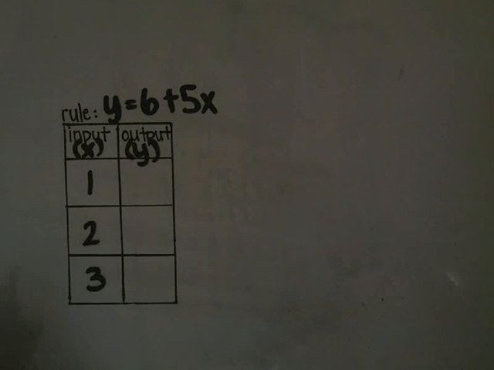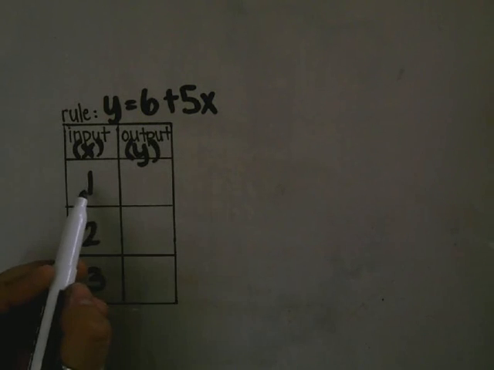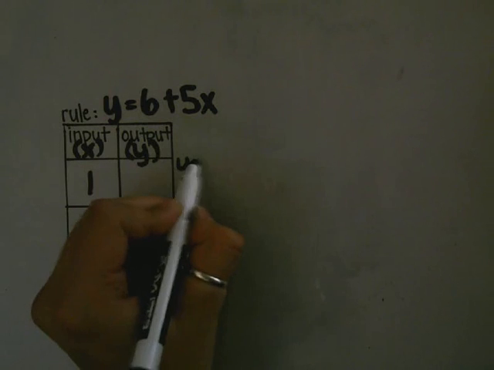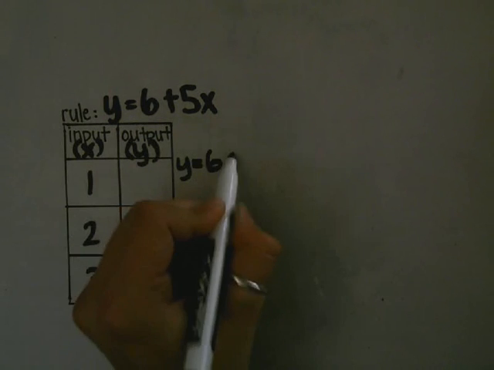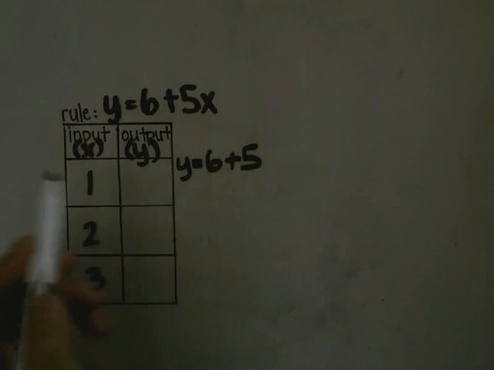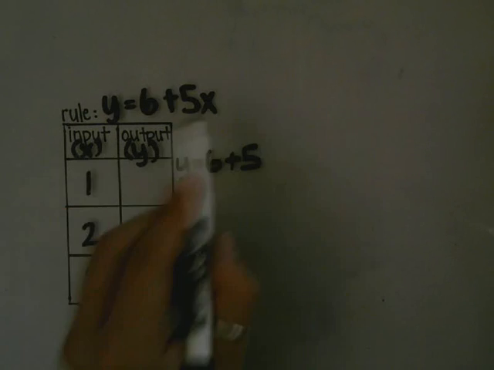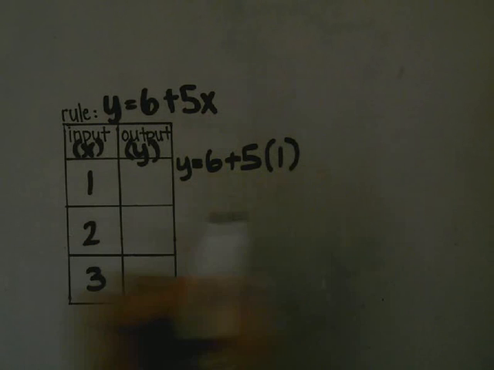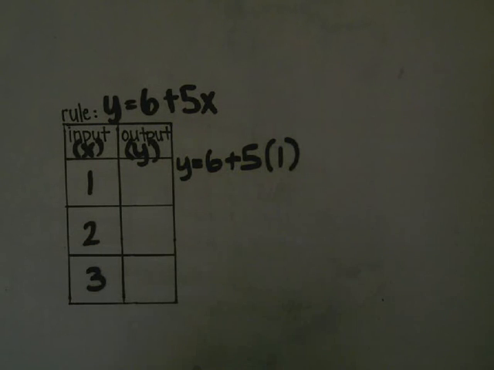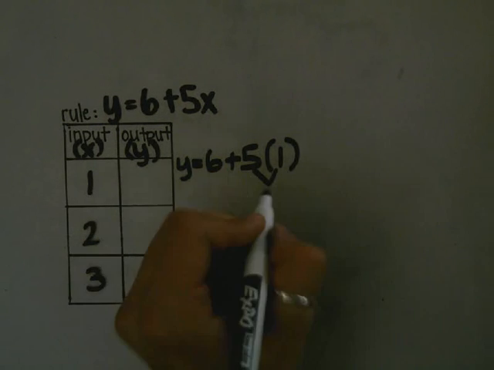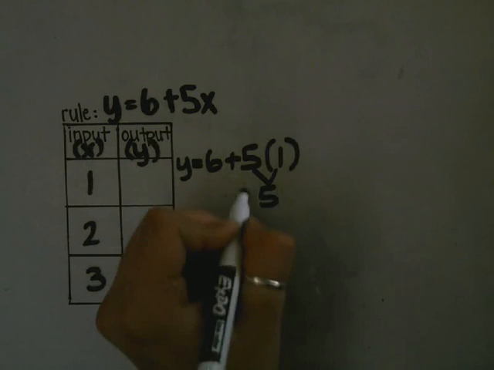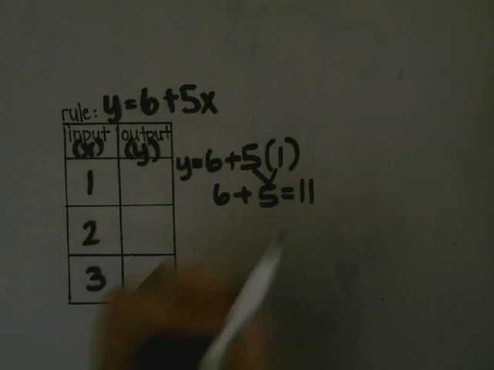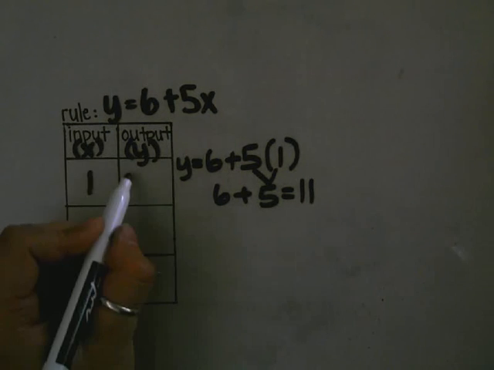So let's plug the first one, 1, into the rule. So we're going to have y equals 6 plus 5x. Whenever we see an x, we're just going to trade it out, and our value is 1. We're going to follow our order of operations. 5 times 1 is 5. Bring down the rest of the problem. We're going to get 11. So our output value is 11 when our input value is 1.